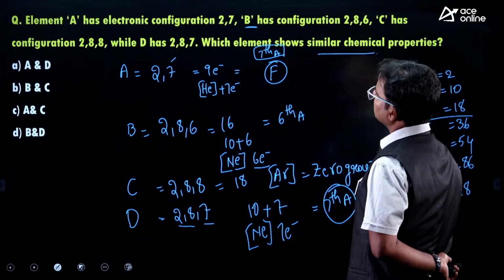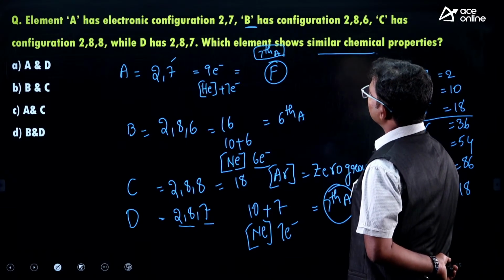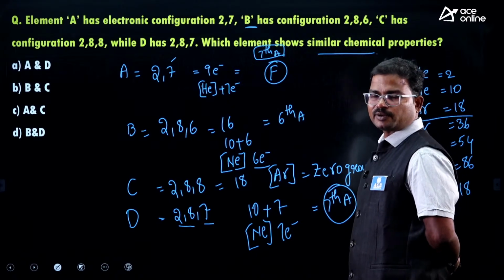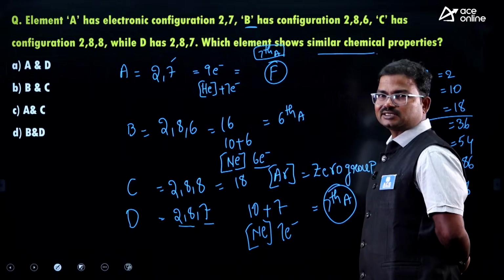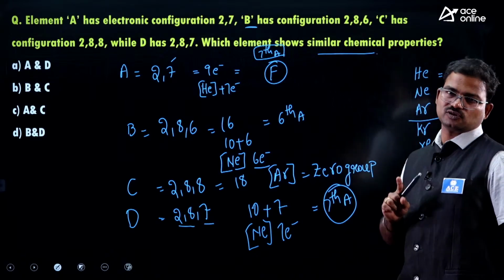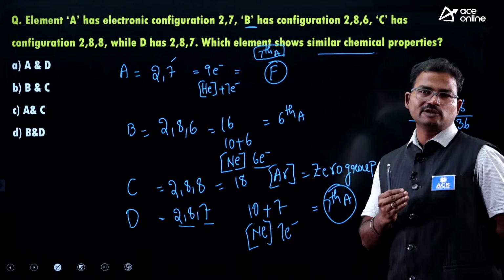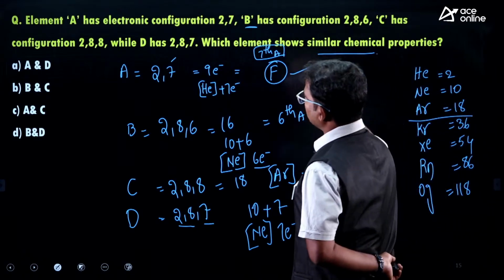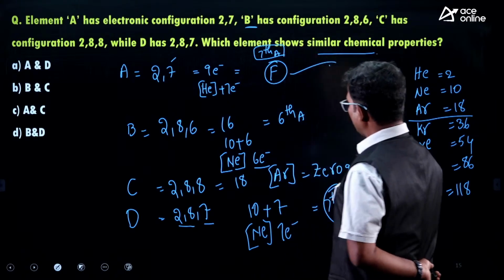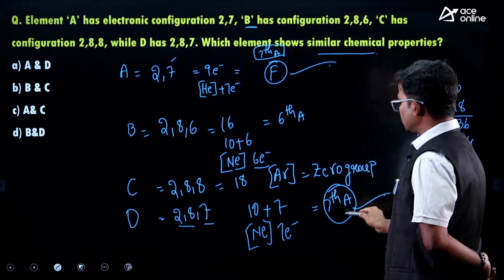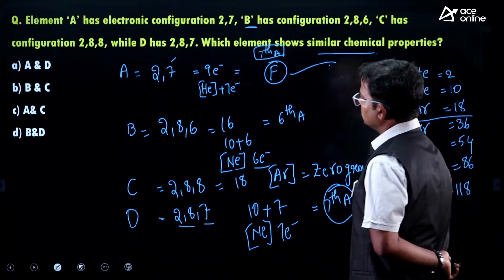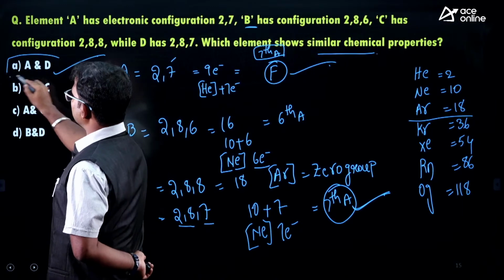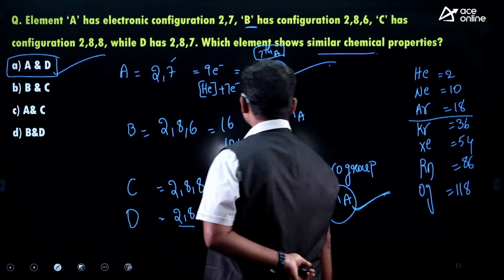Here they are asking which elements show similar chemical properties. To exhibit similar chemical properties, those elements should exist in one group. Only then are their properties almost similar. The first one belongs to the 7th group, and the fourth one, element D, also belongs to the 7th group. So A, D, option A is the right answer. These two have similar properties.